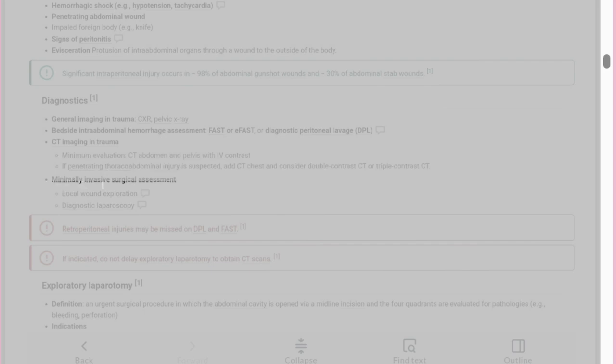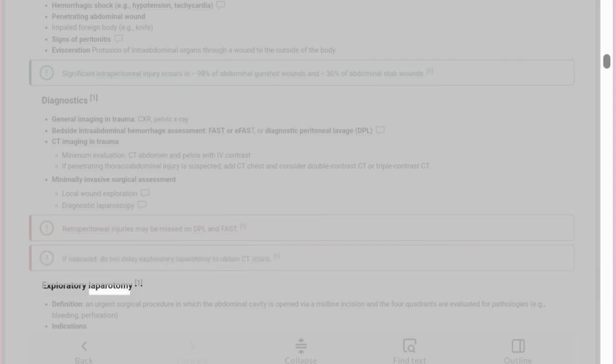Minimally invasive surgical options: local wound exploration and diagnostic laparoscopy. Retroperitoneal injuries may be missed on DPL and FAST. If indicated, do not delay exploratory laparotomy to obtain CT scans.